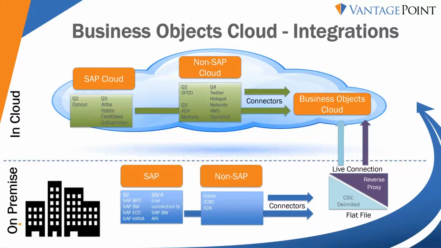Or you can utilize on-premise data to push data from either SAP sources such as BPC, Business Warehouse, your ERP solutions through HANA, or non-SAP data. There are some standard JDBC connectors that are available. Again, either through flat files such as CSV files or delimited files that can be uploaded to the Business Objects Cloud, where you're actually moving and storing the data in the cloud, or you can establish a live connection through a reverse proxy object with some of these tools, such as the SAP or non-SAP tools, that gives you a live look into that data. So you're not replicating the data in the cloud itself.